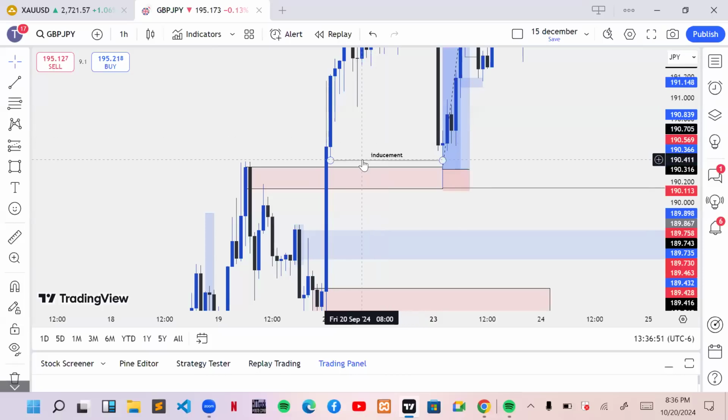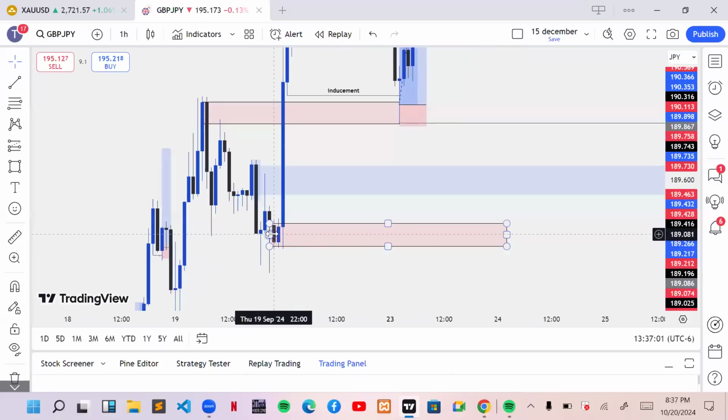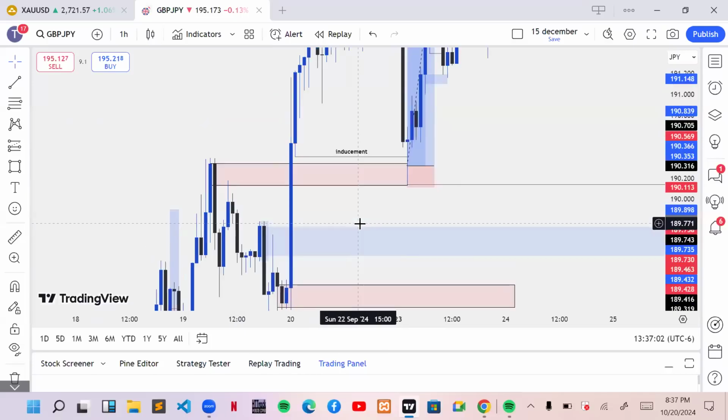The inducement is right here. Our breaker block was never mitigated during the first pullback. So this breaker block is valid to be used as entry, and this other block down here is also valid to be used as entry. But which one are you going to pick?